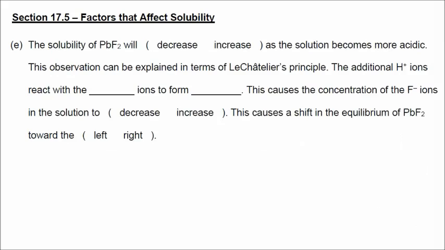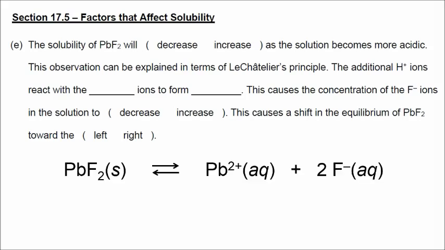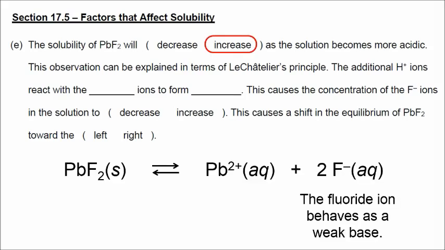Well, what about lead fluoride? There's no hydroxide in that formula. Is that going to be affected by pH? Yes. The reason why the solubility of lead fluoride is going to increase as the solution becomes more acidic is that the fluoride ion behaves as a weak base. So if any additional H plus ions are present, they will react with the fluoride ions to form HF, hydrofluoric acid. And this causes the concentration of the fluoride ions to decrease, shifting the equilibrium toward the right, making lead fluoride more soluble in an acidic solution.